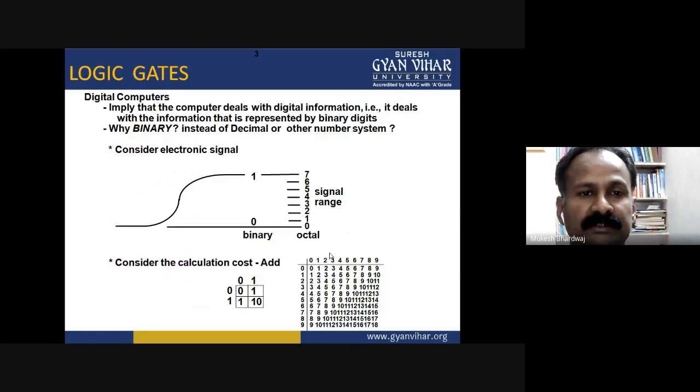Logic gates. Digital computers imply that the computer deals with digital information, that it deals with binary information that is represented by binary digits. Why binary instead of decimal or another number system? Consider the electronic signal: 0, 1, 2, 3, 4, 5, 6, 7 in octal has a signal range, against binary 0 and 1. Consider the calculation cost, and this is the calculation cost formula.